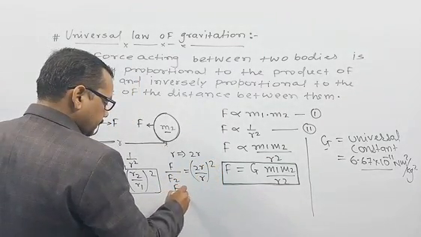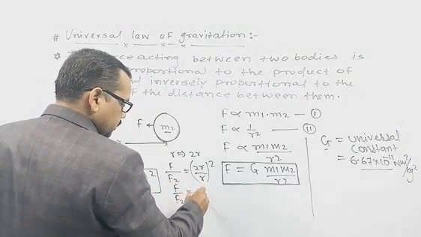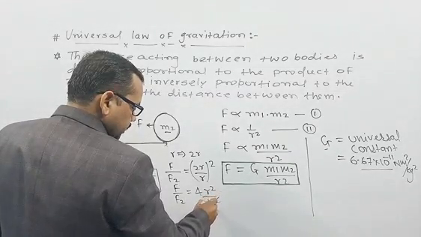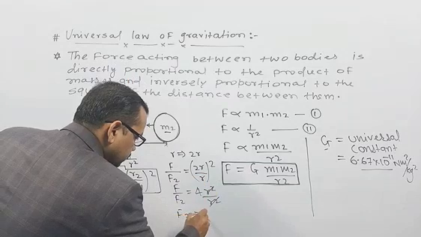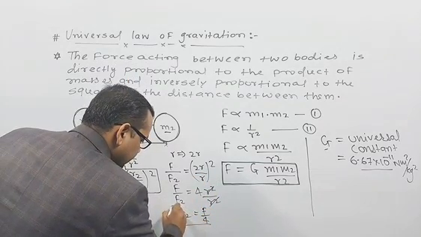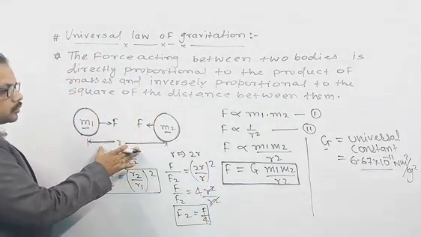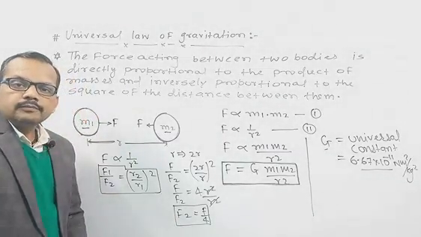This will become F divided by F2 equal to 4 R square divided by R square. Now you are able to write F2 equal to F by 4. This states that when the distance between two bodies is double, then the force will become 1 by 4 times.